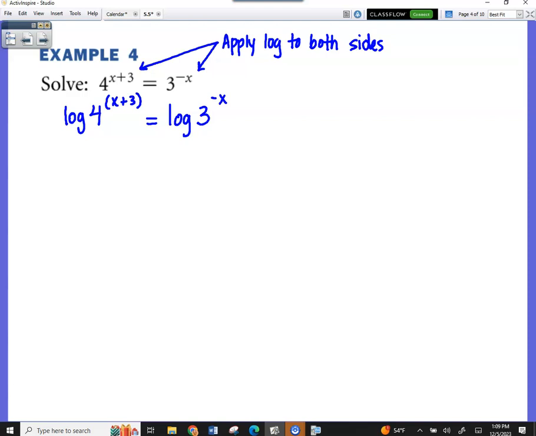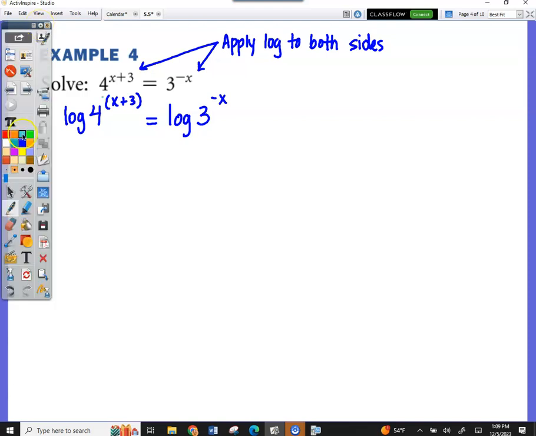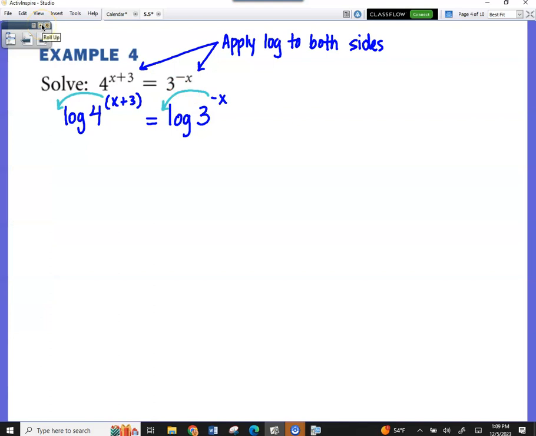Now, at first you probably think we made it worse, but we're going to now use what we learned in 5.4, and those exponents are going to come to the front as coefficients. So I'm going to change colors and draw arrows to show this is going to come here, and this is going to come right here. Now, remember, watch out for your parentheses. Then we have (x plus 3) times log 4 equals negative x log 3.